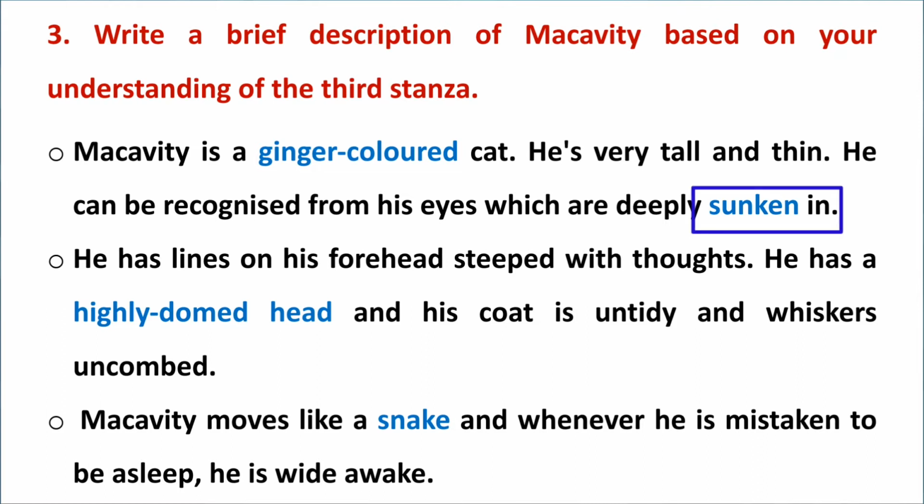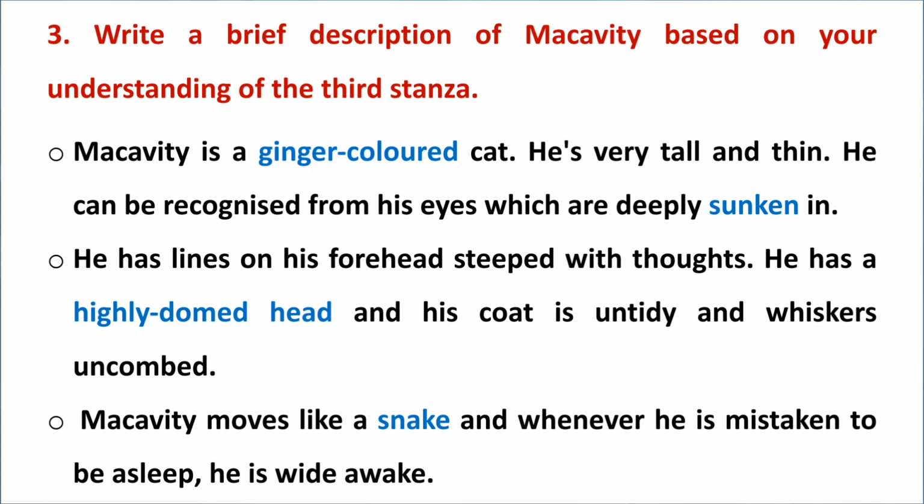Actually, sunken eyes are quite common. Due to age, drowsiness, and lack of proper sleep, one gets sunken eyes. Sunken eyes means the eyes go inside. The next point: he has lines on his forehead steeped with thoughts. He has a high domed head and his coat is untidy and the whiskers uncombed.